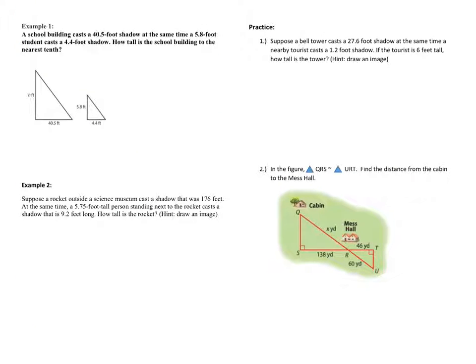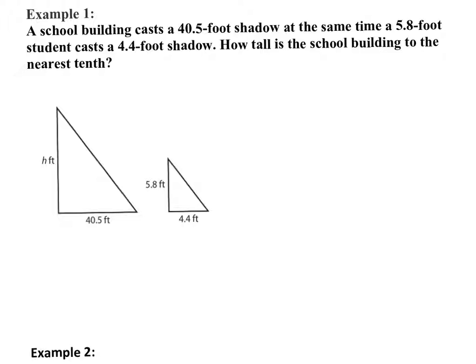Go ahead and turn your notes to the backside now. In example 1, we're looking at a school building that casts a 40.5 foot shadow at the same time a 5.8 foot student casts a 4.4 foot shadow. How tall is the school building to the nearest tenth?